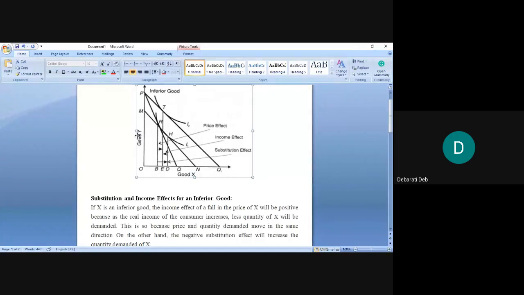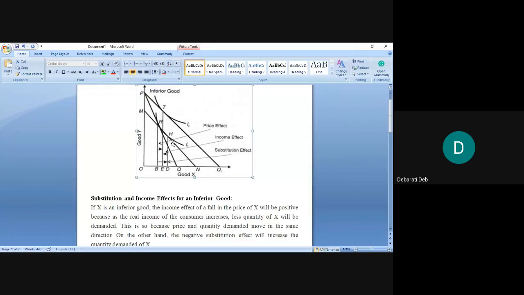Okay, so we are just applying the compensating variation in income concept and bringing the consumer back to the previous indifference curve I1. And how are we doing it? We are doing it by drawing a parallel line MN to the line PQ1. And this parallel line MN will now be tangent to the point H.